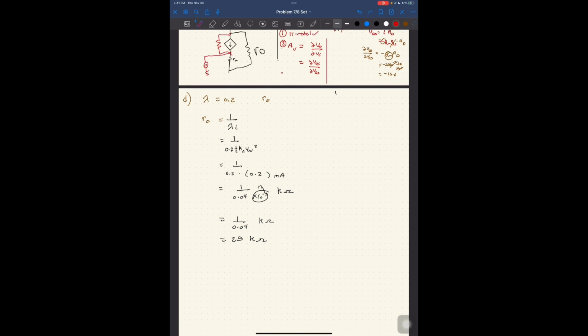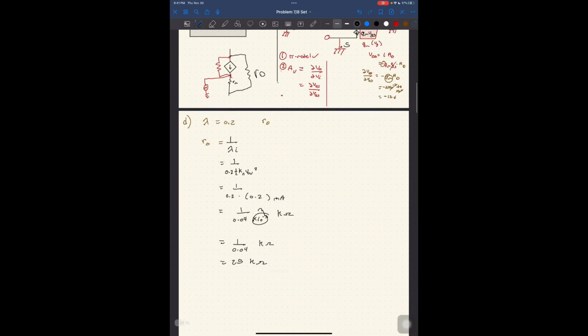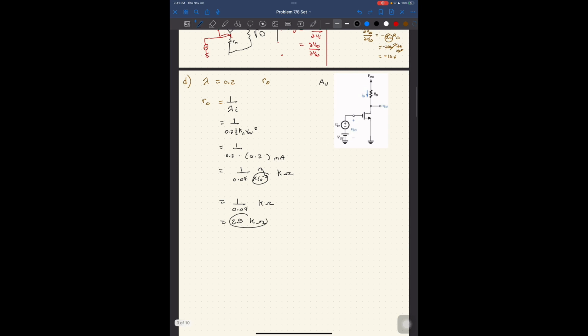Ali here. I just realized that I've missed one important part of the question, which is asking me to find the new voltage gain, right? So I thought I'd already found the voltage gain, which I did. But now they're asking me to find the new voltage gain in this model, given that lambda, or that R naught, is equal to 25 kilo ohms, right?